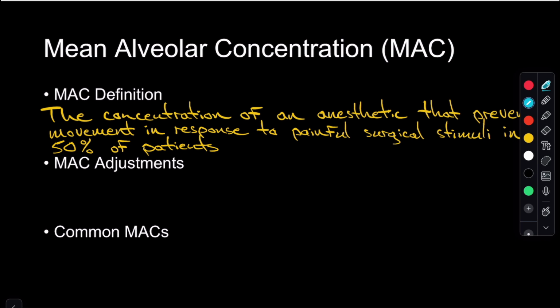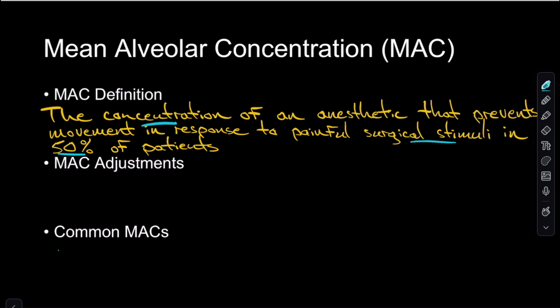So the mean alveolar concentration, otherwise known as MAC, is the concentration of an anesthetic that prevents movement in response to painful surgical stimuli in 50% of patients. The reason this is useful is it standardizes the effect that you're going to get using different volatile anesthetics. So there are some common MAC values. I think explaining these might help depict the concept of MAC.